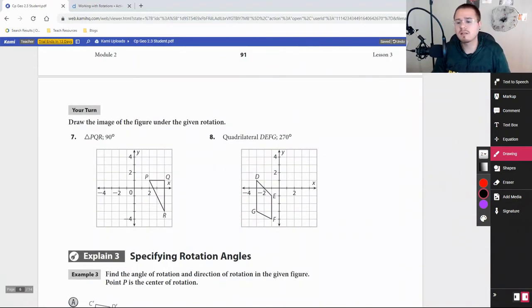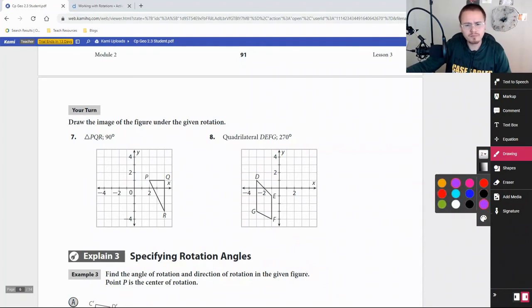You got a your turn. So here's another opportunity. Pause, please, please. And I did get some feedback in class that you guys wanted me to go over more problems. So I'll do that. Make sure that you guys are using your prime marks to label the image so we can tell the difference.